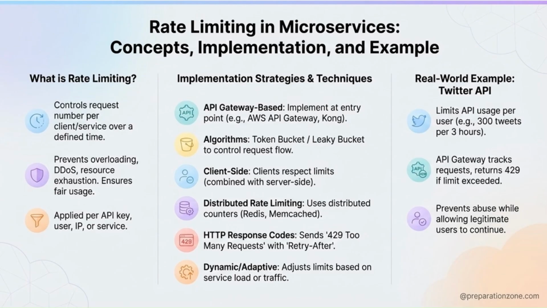Let's see one real example. One of the best examples is Twitter. They enforce limits like 300 tweets in 3 hours per user. Their API gateway tracks each user's activity, and if someone crosses their quota, it immediately sends a 429 response. This keeps the platform safe from abuse, ensures fairness, and still gives genuine users a smooth experience.